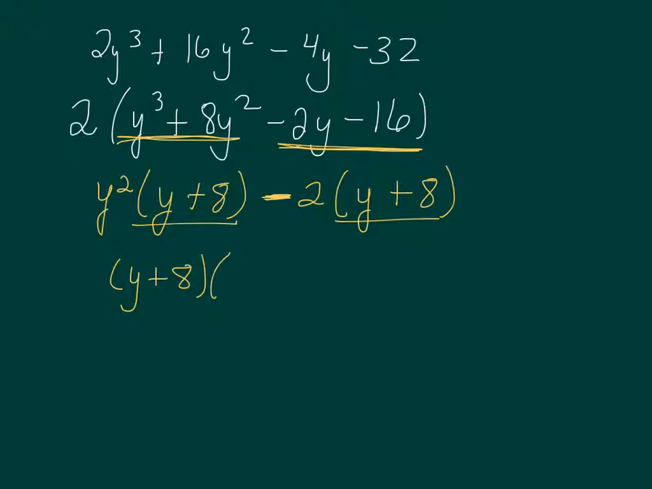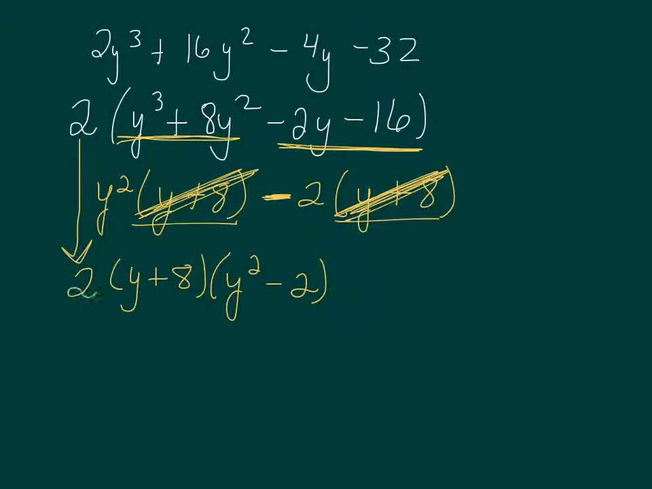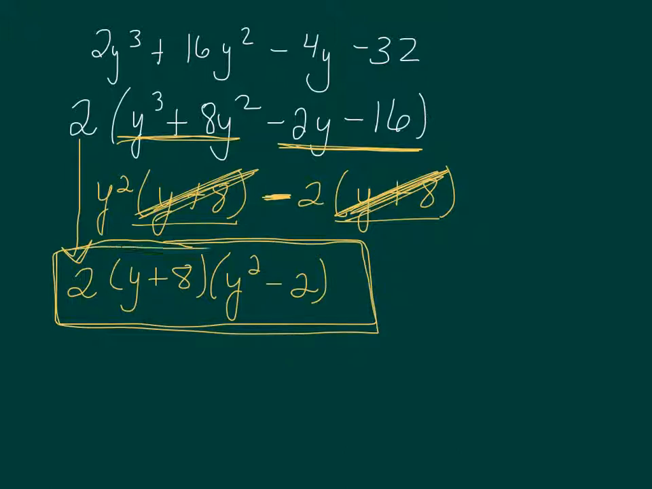And y squared minus 2 is what's left after I get rid of y plus 8. Now, because I factored a 2 out at the beginning, I have to remember to bring that 2 down. Can't forget about my little buddy 2. So I bring that 2 down, and this becomes the full factored form.